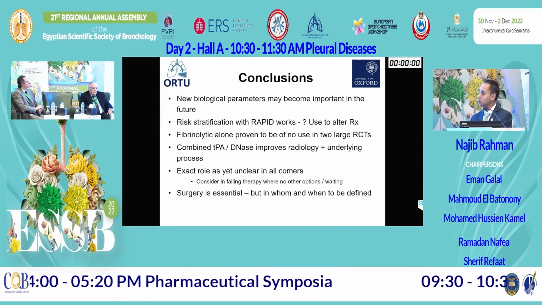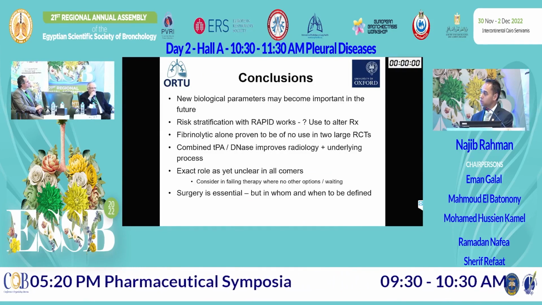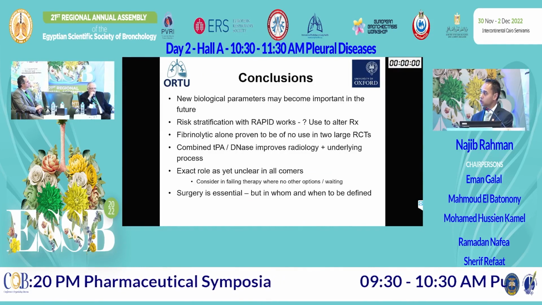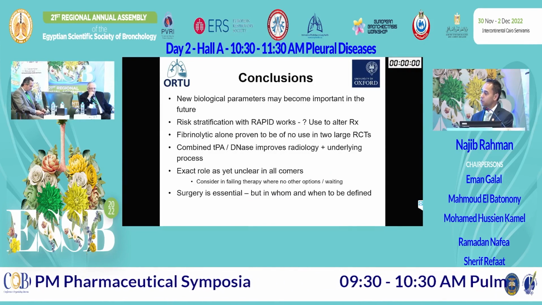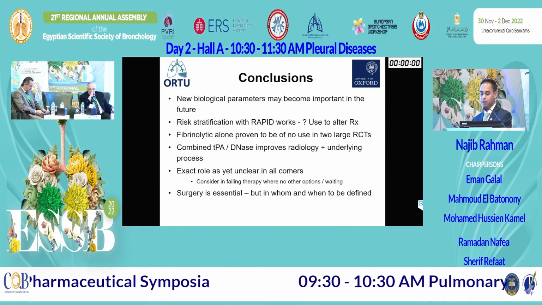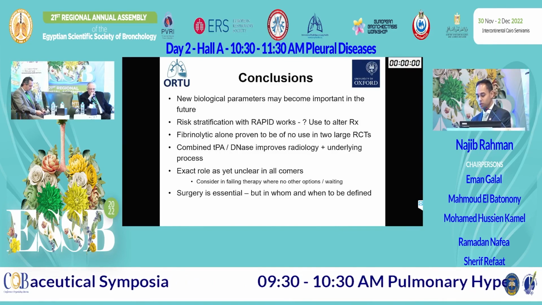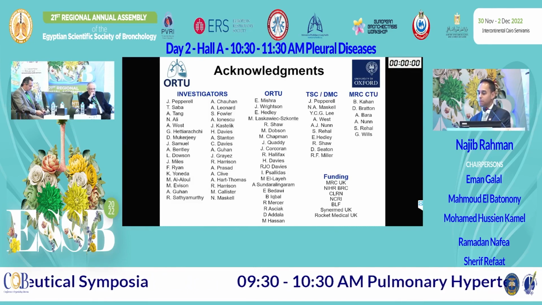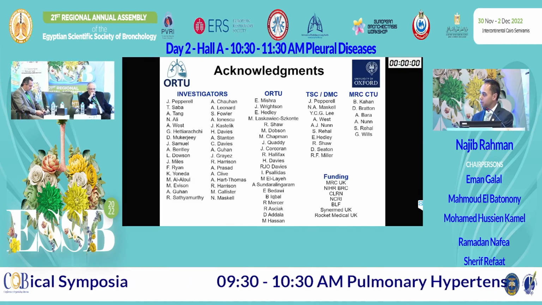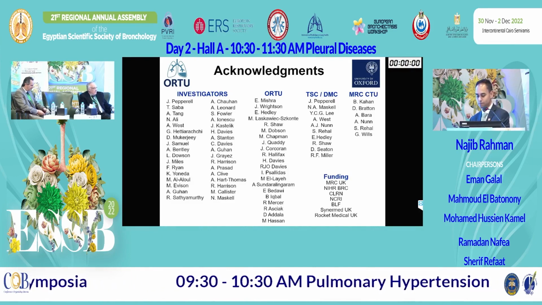So my conclusions, we have new biological parameters. The RAPID criteria works. Fibrinolytics alone don't work, and you should use them with DNase. The role of TPA DNase is unclear. I use it in patients who are failing therapy. Surgery is essential, but we need a bit more data as to whether we use it in everybody up front. I must thank all of my collaborators, including Egyptian colleagues who are here in the audience, and thank you for your kind attention.